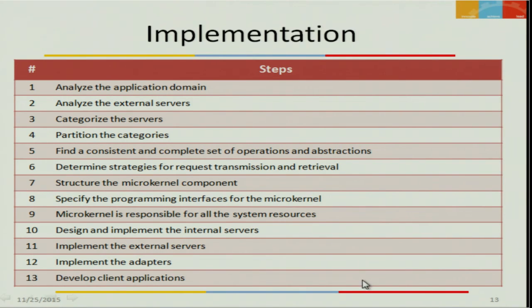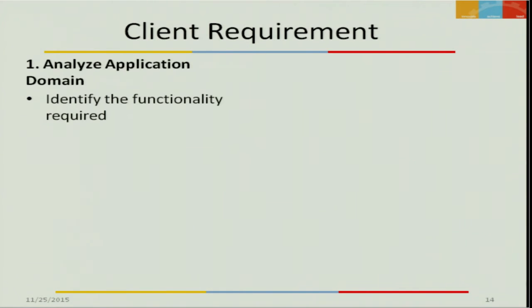Next step is the core service design. Identify the operations for each category. So we have identified the categories and services. Now we go further deep and identify the precise set of operations that are required for each category, and they should be consistent as well as complete.